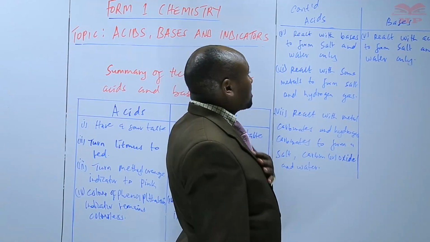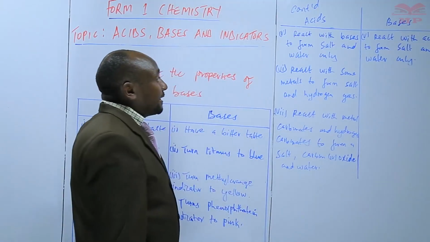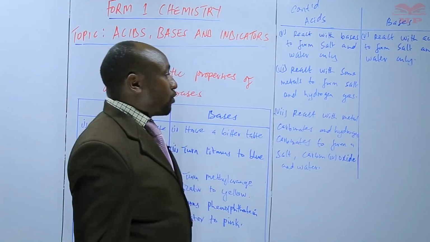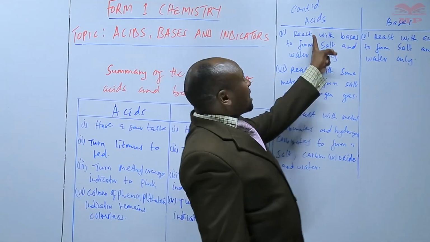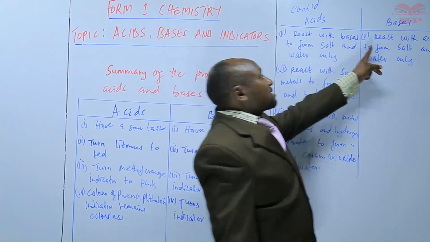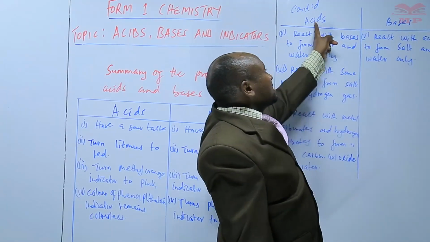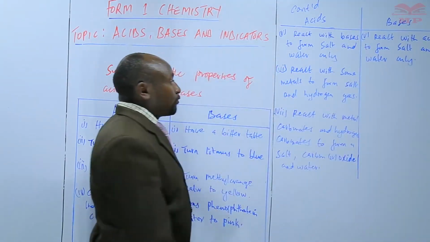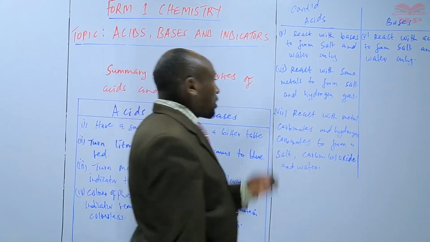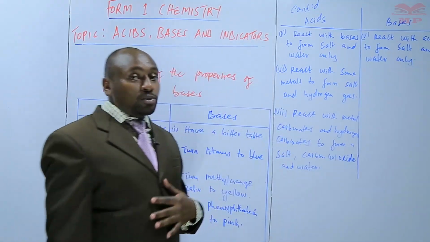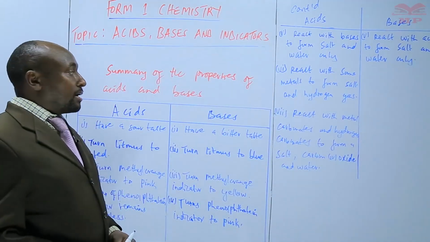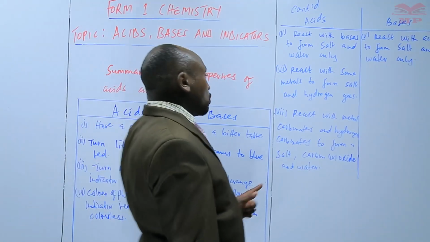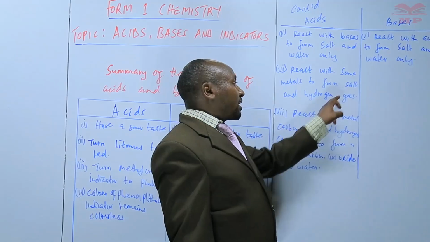Acids react with bases to form salt and water only. Bases react with acids to form salt and water only. So that is to show that acids cannot react with acids and bases cannot react with bases. But acids can only react with bases and bases can only react with acids to form salt and water. Acids also react with some metals, we say not all of them. There are some metals that do not react with dilute acids, but those that do, they react to form salt and hydrogen gas.